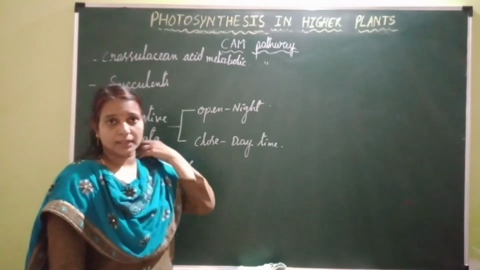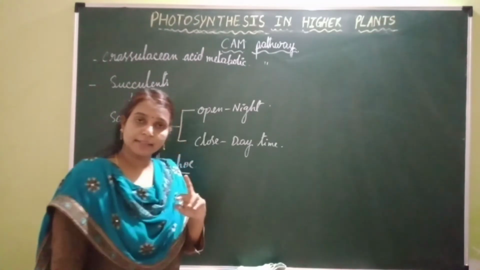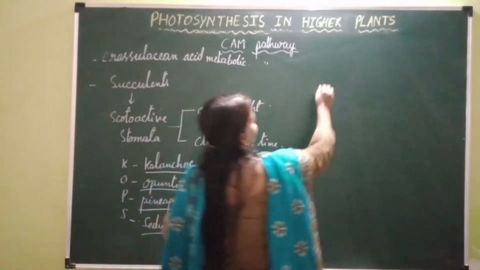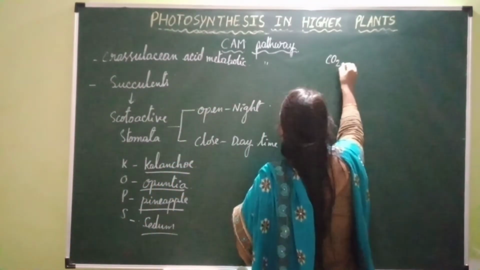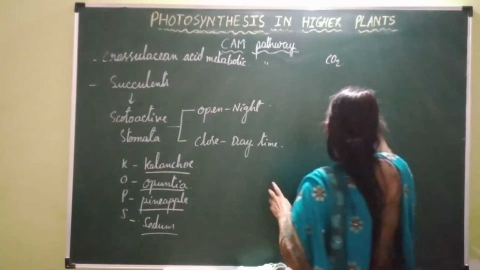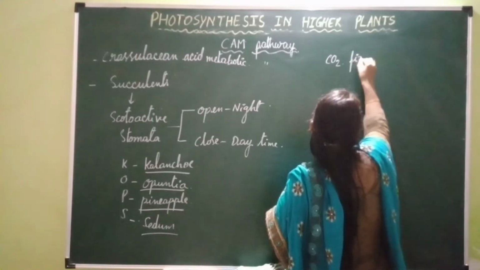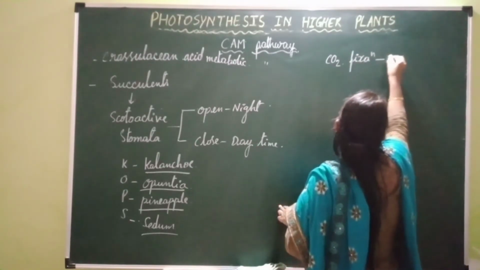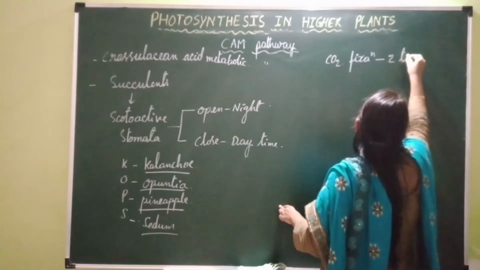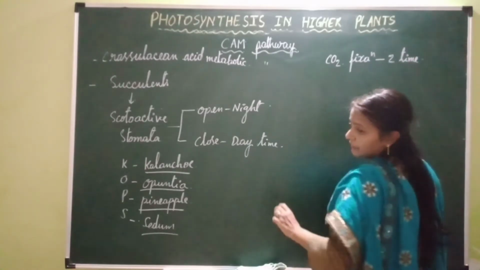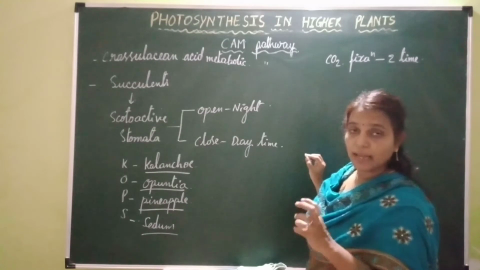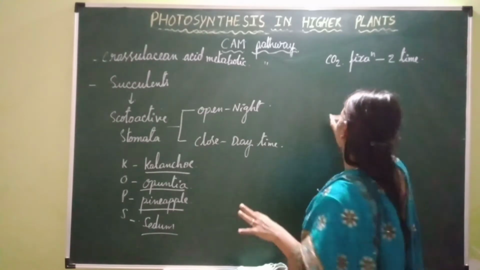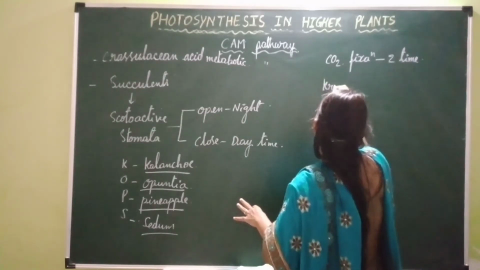Okay, in this CAM pathway also carbon dioxide fixation occurs twice. So, in the same way as the C4 pathway, here also carbon dioxide fixation occurs two times. But here there is no Kranz anatomy. The CAM plants do not have Kranz anatomy, so Kranz anatomy is absent.